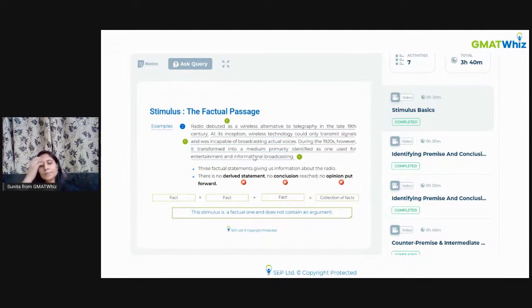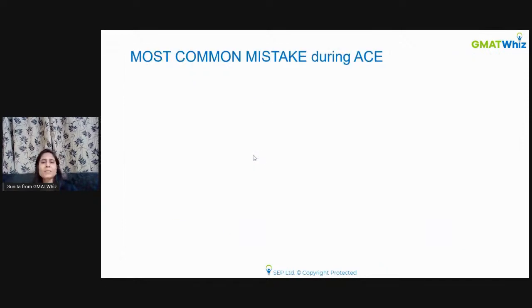Okay. Now let me ask you guys a question, which brings me to the next very important thing. What is the most common mistake that you make during the answer choice elimination stage, guys? Okay, what is the most common mistake? Let me have some answers from you. What is the most common mistake that you make, guys?